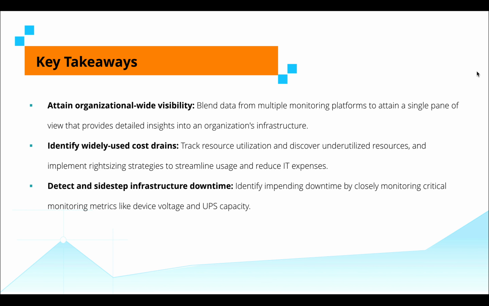Proactively detecting and sidestepping infrastructure downtime. IT managers can effectively identify impending downtime by closely monitoring critical metrics such as device voltage, UPS capacity, and temperature. And when a resource experiences sudden spikes across multiple monitoring metrics, it is a good indicator of an impending breakage. By quickly acting on these insights, you can provision alternate resources and employ strategies to overcome IT disruptions effectively.